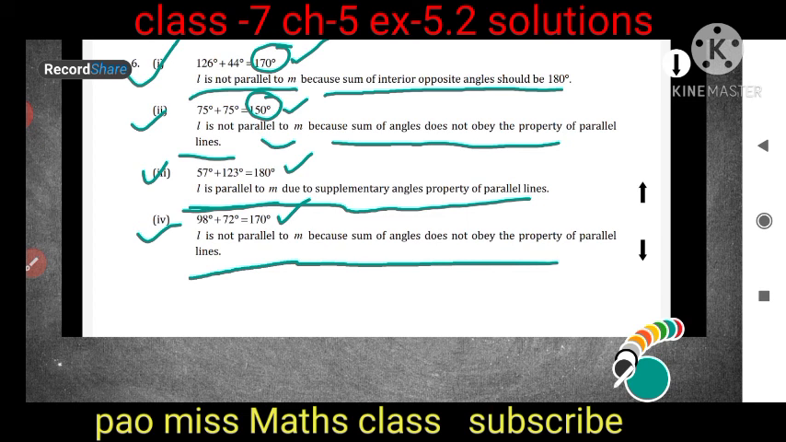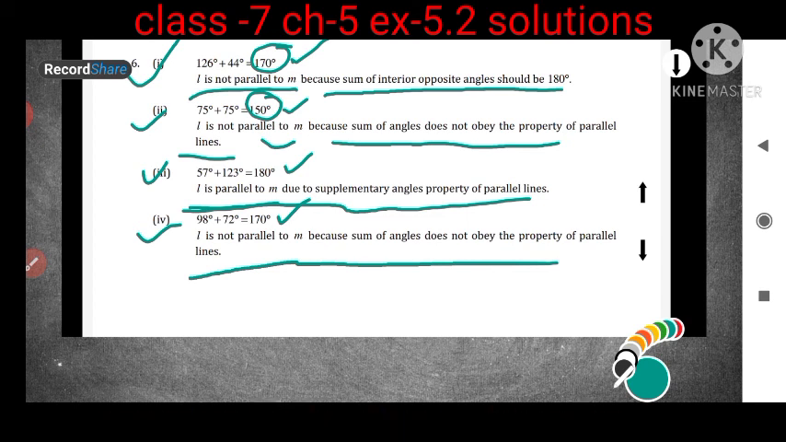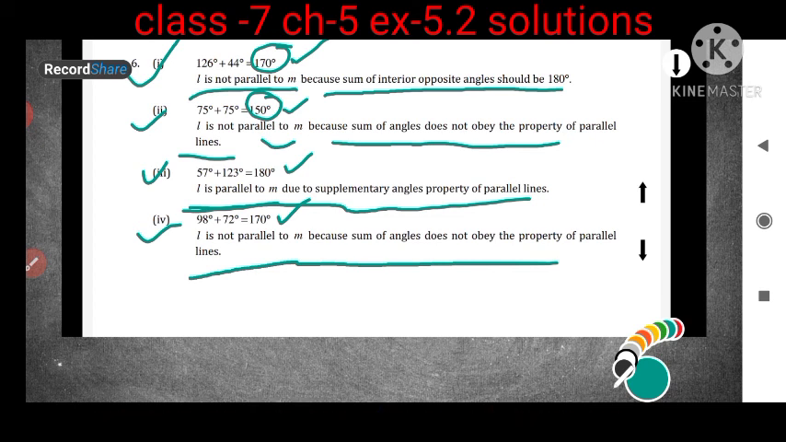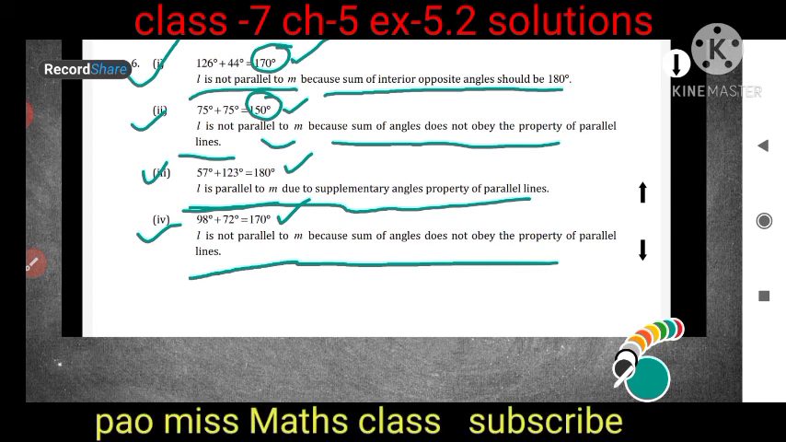Okay, you have to practice as much as you can, otherwise you will forget all this. So I think this was the last question of this exercise and of this chapter. Any doubt regarding this chapter, you can ask me without any hesitation.